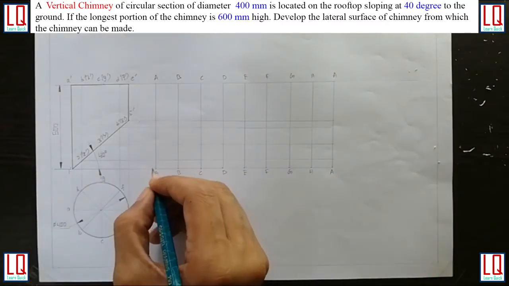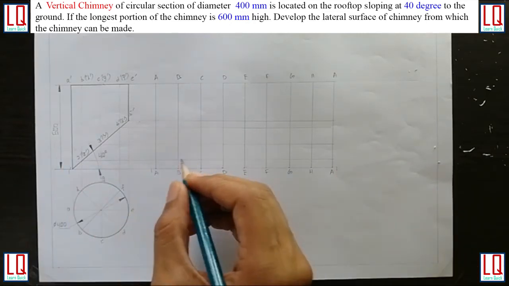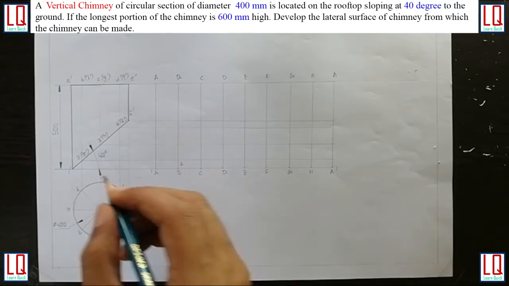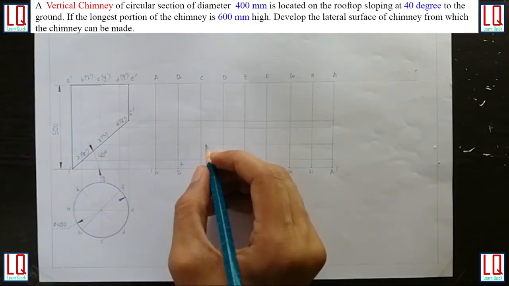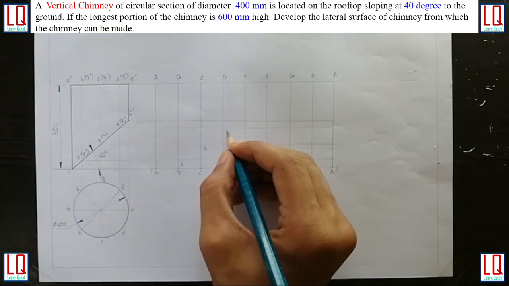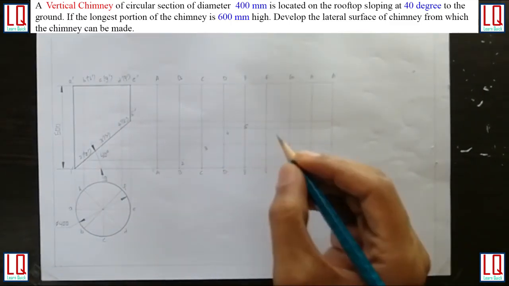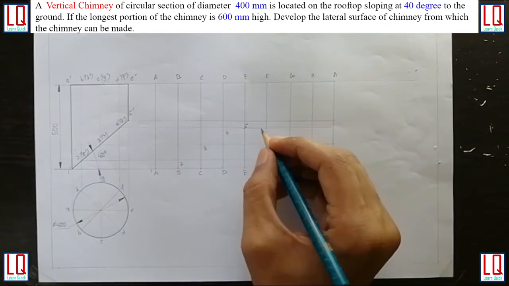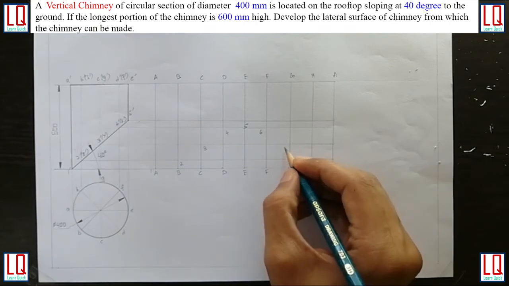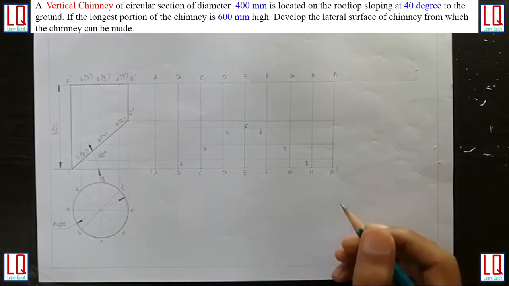Okay, so now we will mark all the cutting points in the development. 1 is in the base, so we will mark the 1 here. 2 belongs to B, so 2 meets the generator B here, we will mark it here. Next 3 belongs to C, we will mark it here. 4 belongs to D, 5 belongs to E, 6 belongs to F, 7 belongs to G, 8 belongs to H, and then again 1.